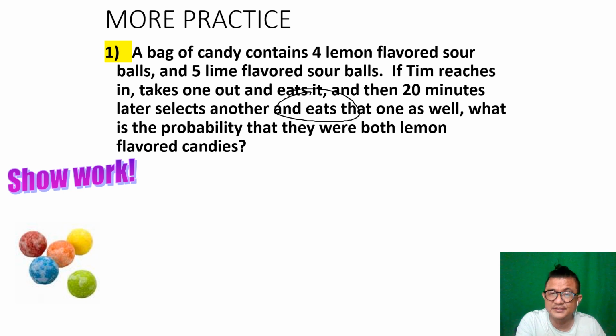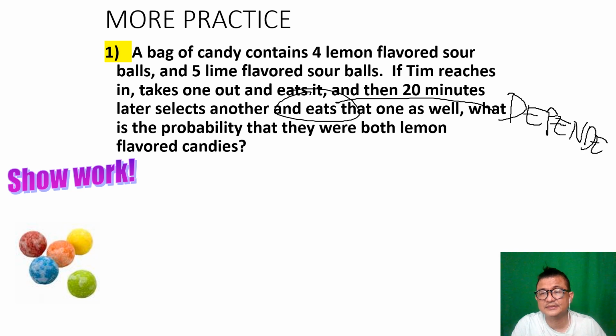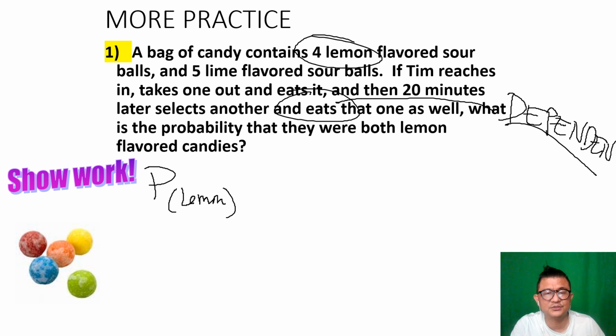You don't replace it anymore. So this will be dependent. Okay? So let's start with the probability of getting the first lemon. How many lemons do we have? 4 lemons. So that's going to be 4 over the total. 4 plus 5 lime. Okay? So a total of 9. So 4 out of 9.